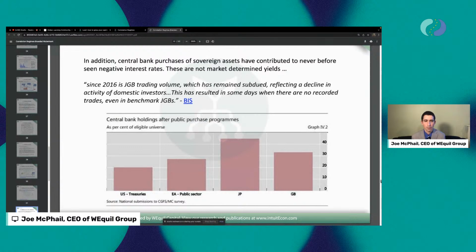In Japan, the amount of government bonds owned by the central bank at the time of this, I think we put this out a couple years ago, is that the central bank itself owns over 40% of all of the bonds in Japan. And it's not just the central bank, it's also banks that they regulate. And so the influence of the central bank is actually much larger.